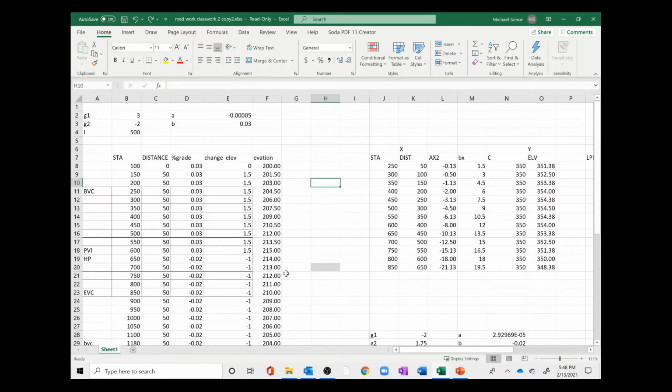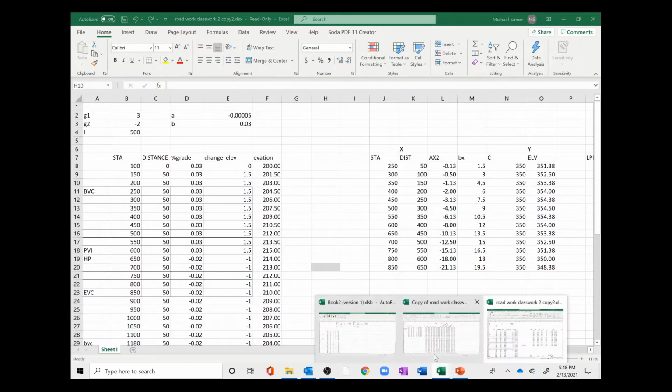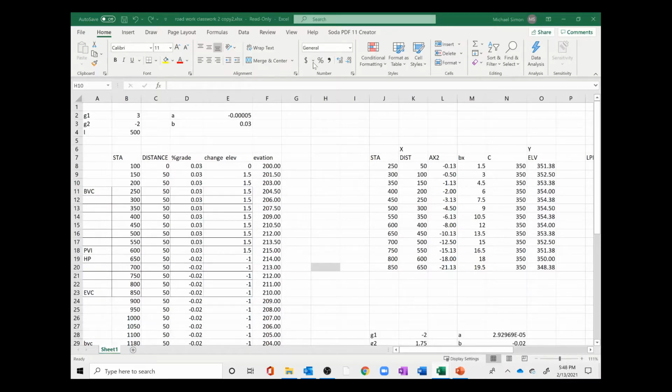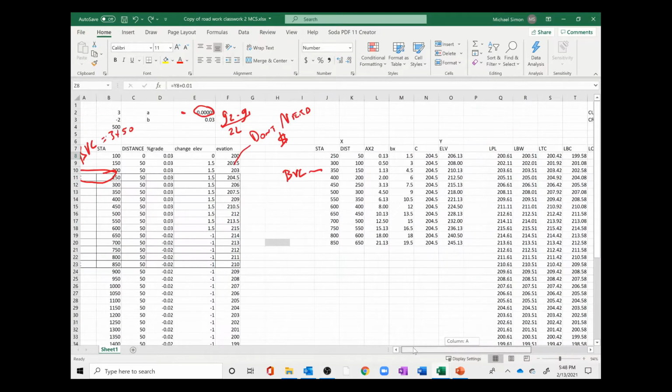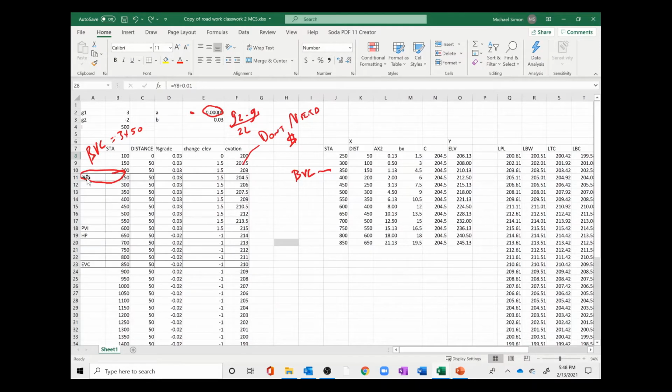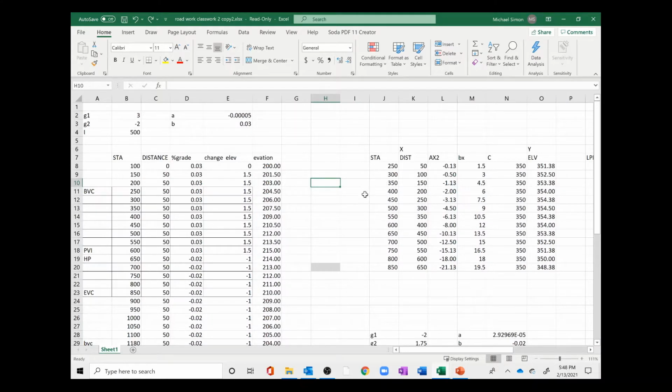Okay, John, let's see. I think I see what's going on here. If you go back to the original one that I sent to you, one of the issues is you have the beginning of curve at station 250. It actually should be at station 350. So, if we look at where you started your curve, it really should start here.